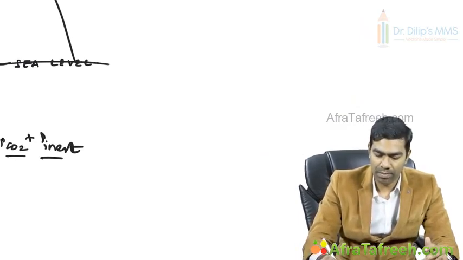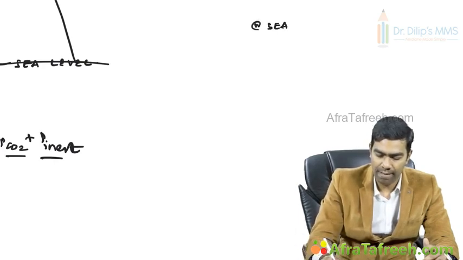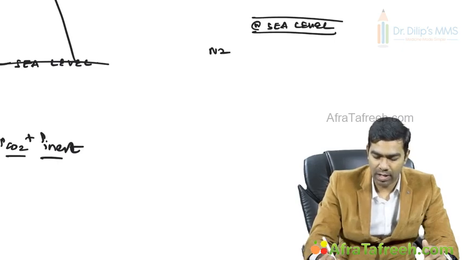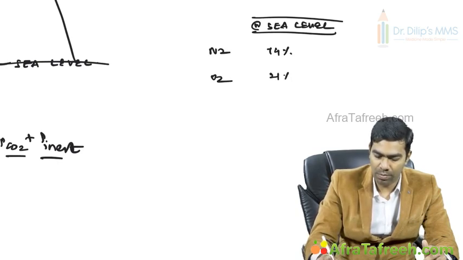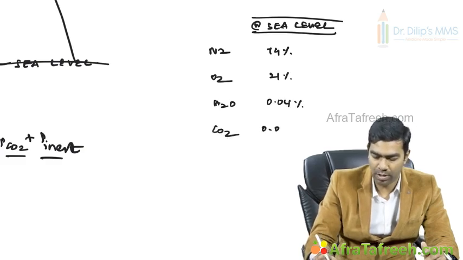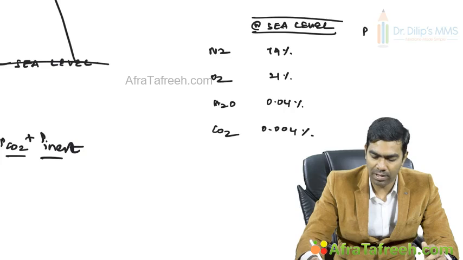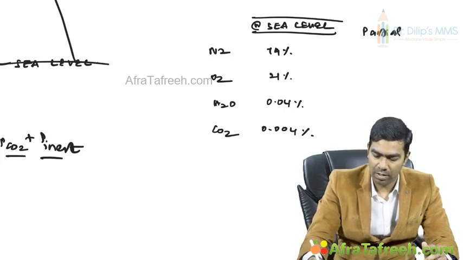So what will be the partial pressure of inspired gases at sea level? For example, at sea level, what will be the partial pressure of molecules? Nitrogen is going to be 79%, oxygen is 21%, water vapor is around 0.04%, and carbon dioxide is going to be 0.004%. If I equate this into the individual gases' partial pressures, clear?